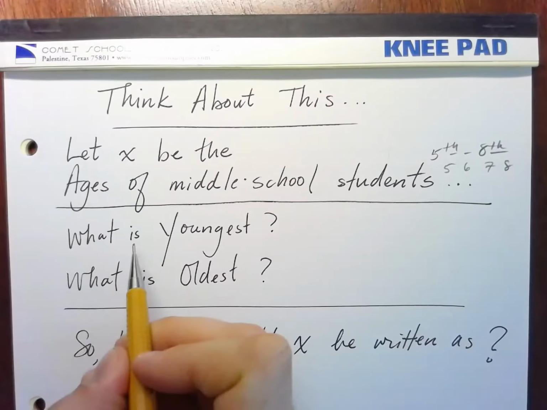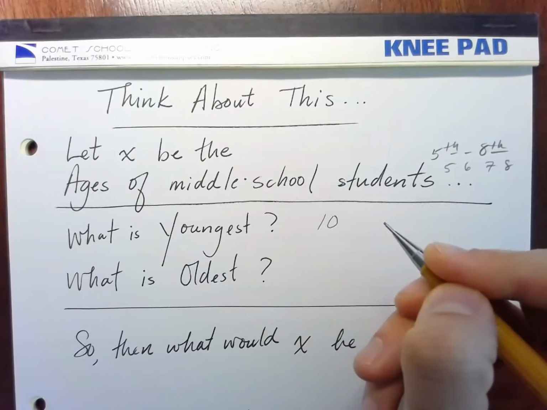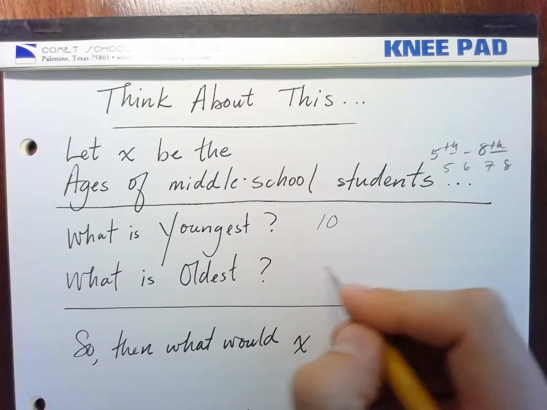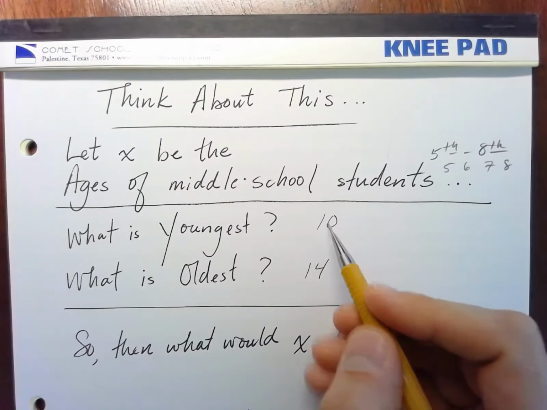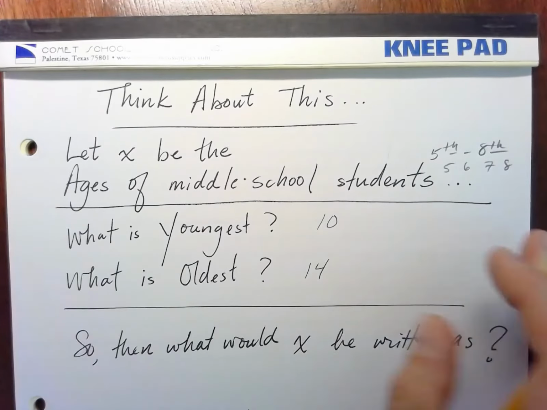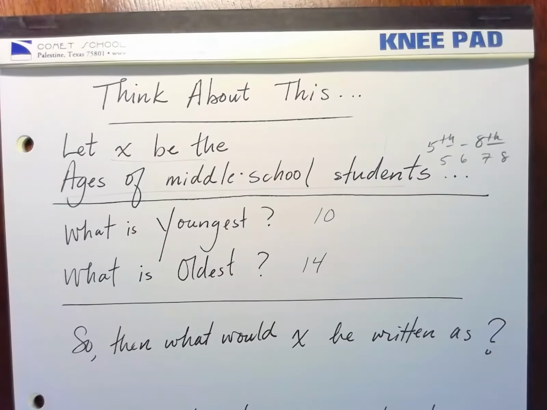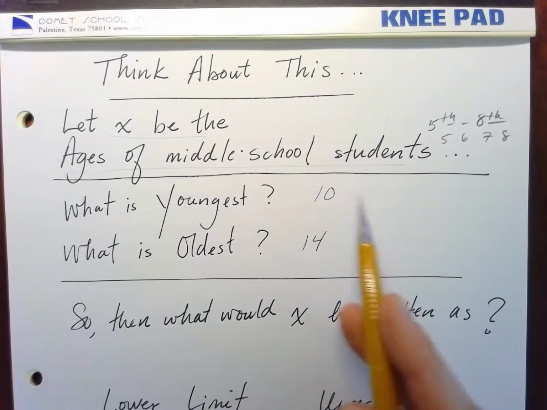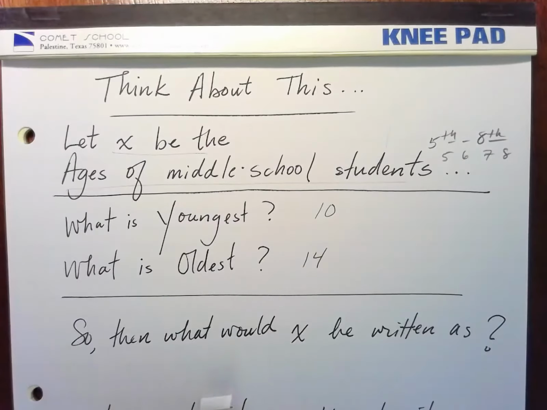Okay. What is the youngest that somebody could be in middle school? Well, the youngest age is 10, right? And then what is the oldest? 4 years past that would be 14. So all the students in middle school are between the ages of 10 and 14, right? So then if X is the ages of the middle school students, and this is kind of where it can be, right? 10 to 14.